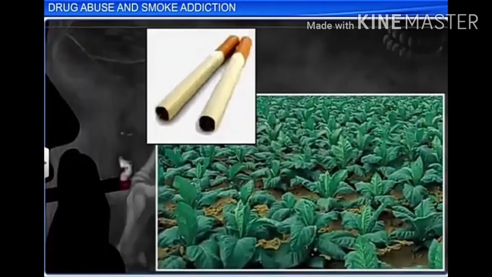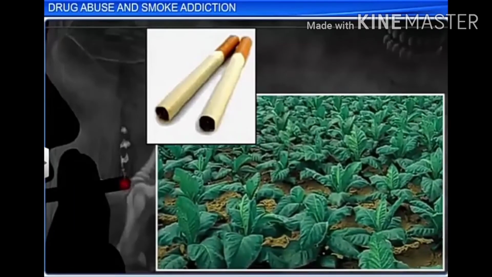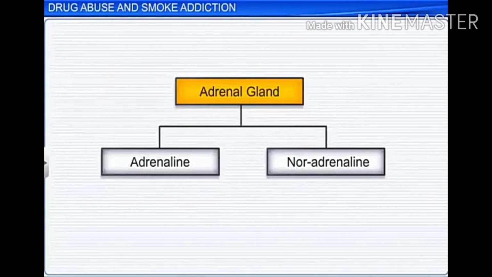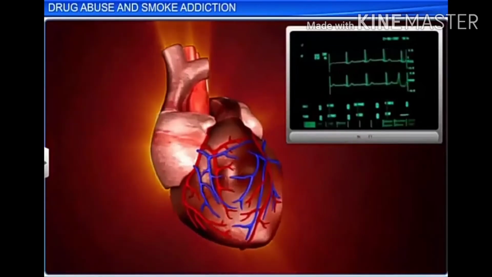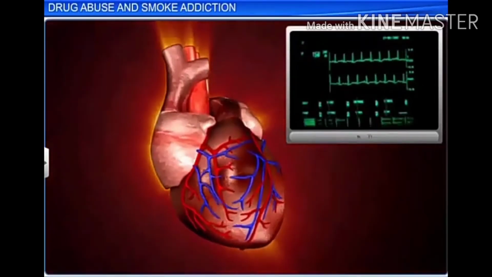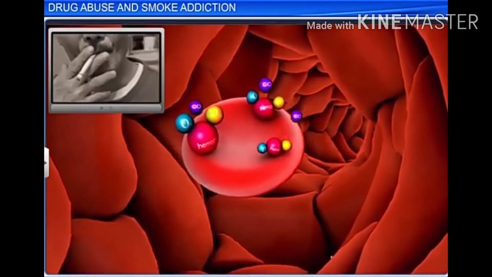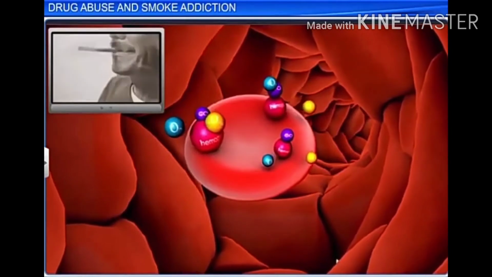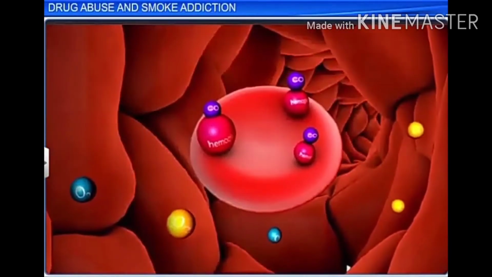Like drugs, tobacco too has chemical substances such as nicotine that cause addiction. Nicotine stimulates the adrenal gland to release adrenaline and noradrenaline hormones, which result in increased heart rate and blood pressure. Smoking tobacco also increases carbon monoxide or CO in the blood, thereby reducing the content of heme-bound oxygen and causing an oxygen deficiency in the body.